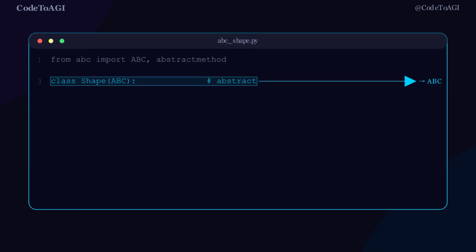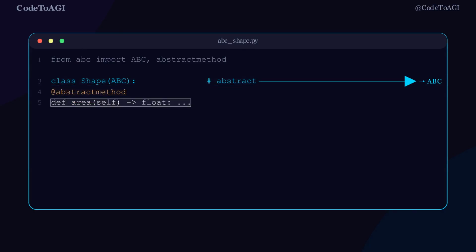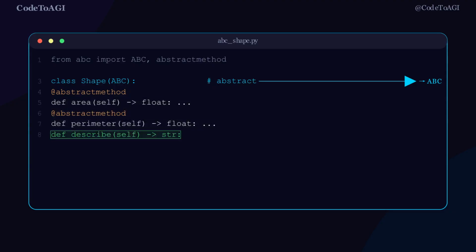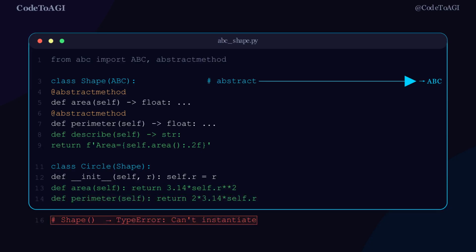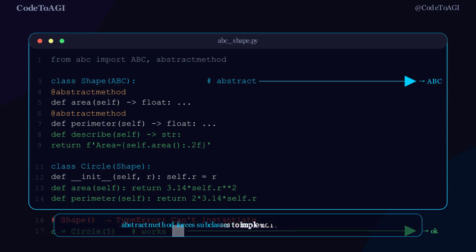Import ABC and abstractmethod from the abc module. Make your base class inherit from ABC. Decorate each method that must be implemented with @abstractmethod. Look at the code. We define a Shape class inheriting from ABC. area is decorated with abstractmethod. Every subclass must implement it. perimeter is also abstract. describe is a concrete method, not abstract. It is inherited as is.